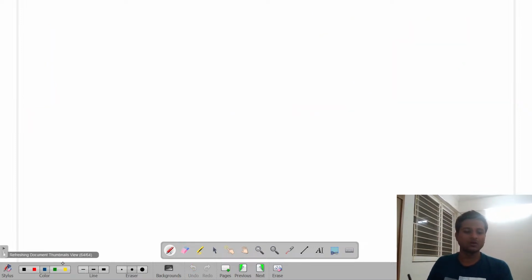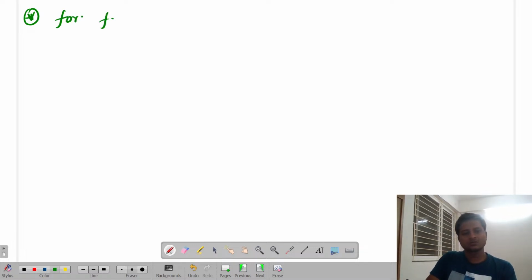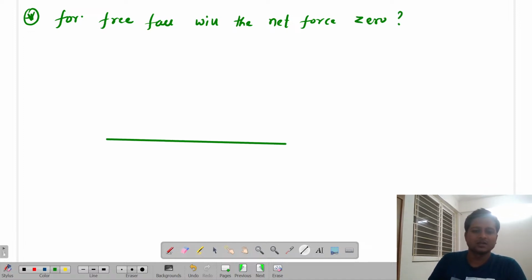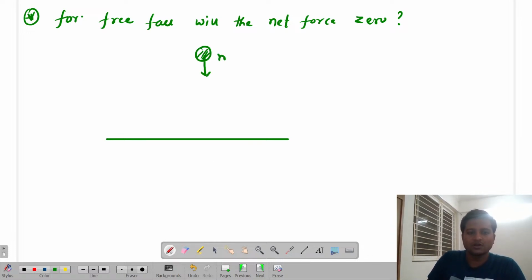So there is a good question: for free fall, will the net force be zero? You only tell me. If I am doing a free fall, what is the meaning of that? That I am falling under gravity. This mass m, if it is going to fall, then it will fall under gravity or not. So how come net force is zero? If it is doing a free fall, it is getting attracted towards the center of Earth. That means mg is acting over there or not.